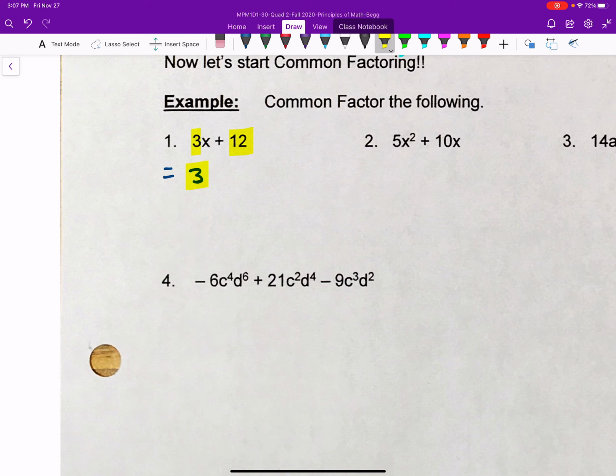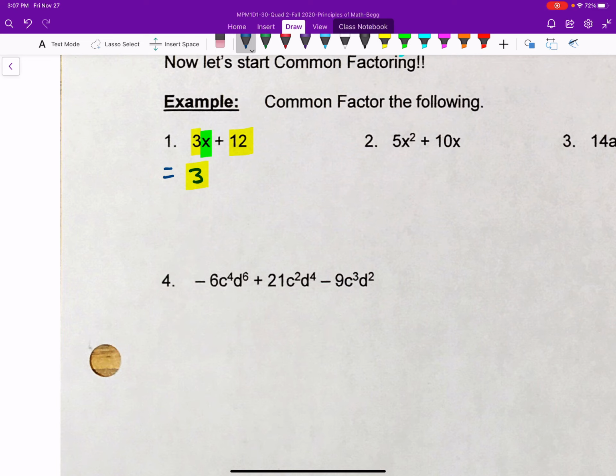Okay? Well, that is my GCF, but I should consider the x's as well. The thing is, I've only got this x here, but there's no x beside the 12, so I can't take a common factor out of something that isn't there. So if there's no x or no anything in one of the terms, that means I can't do anything with it. So the biggest thing that goes into 3x and into 12 is 3. That's my GCF. So that's step 1.